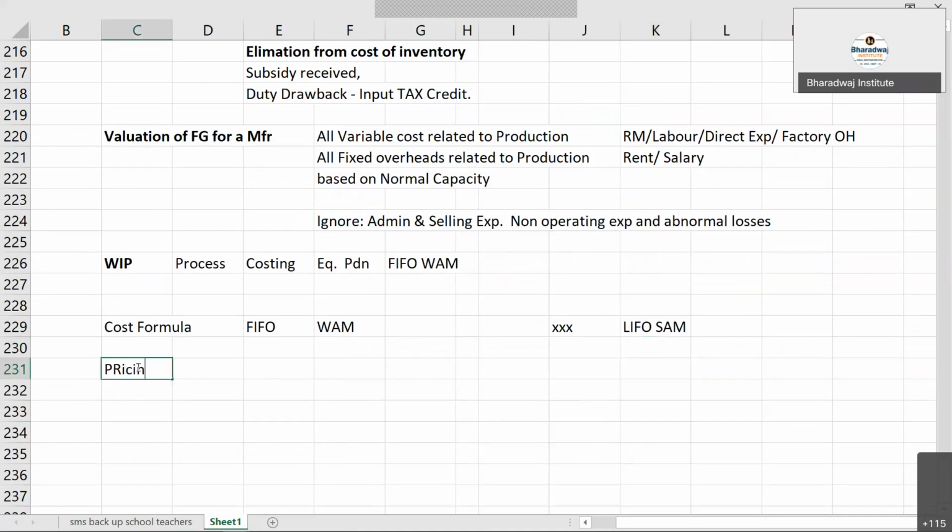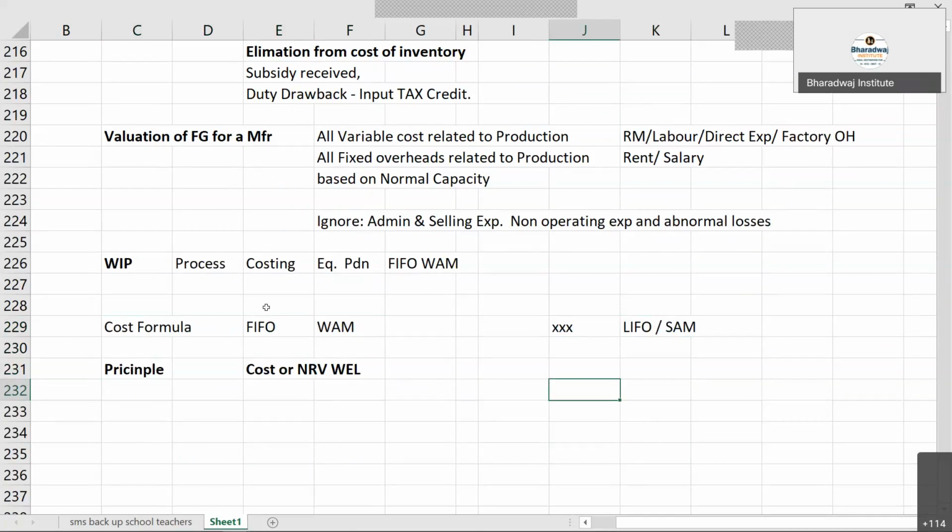Then the final valuation principle will be cost or NRV, whichever is less. Cost or NRV, whichever is less, is the final valuation principle for inventory. So recommended cost formulas are FIFO or weighted average method. Not recommended are LIFO and simple average methods.